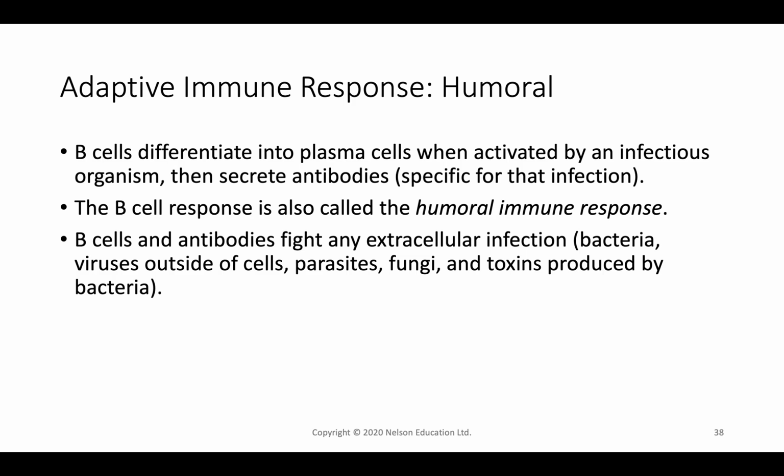Now, B cells can differentiate as well. So these guys are going to be differentiating. Humoral is going to be from the bone. They differentiate into plasma cells, and that happens when an infectious organism causes this immune response. And once B cells attack that infectious organism, they secrete antibodies.